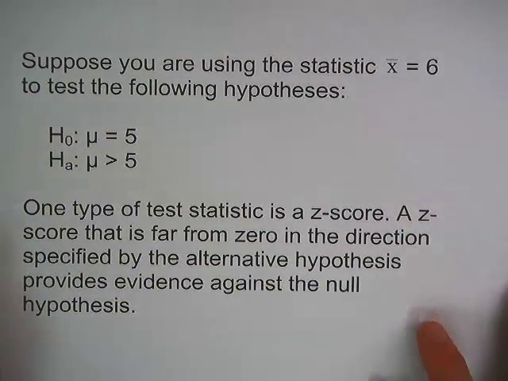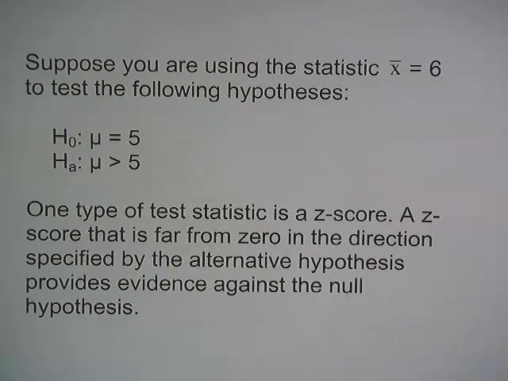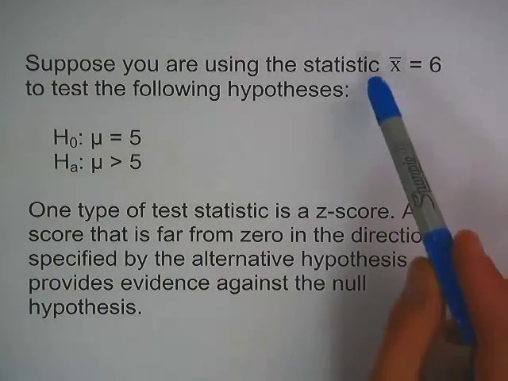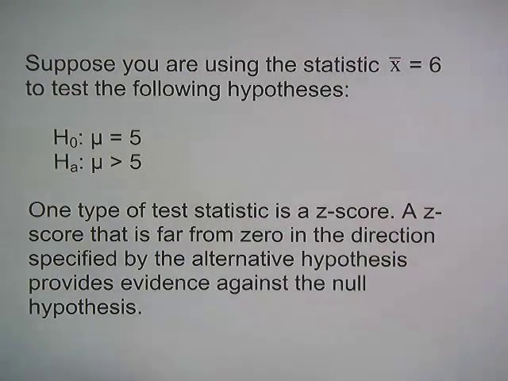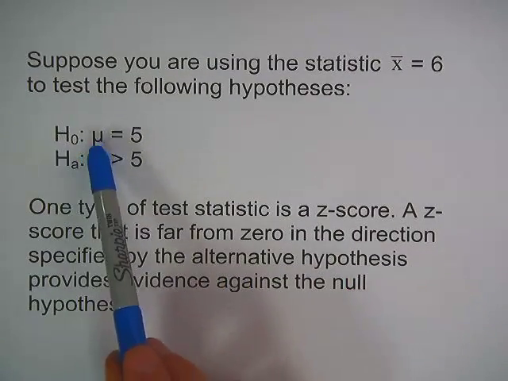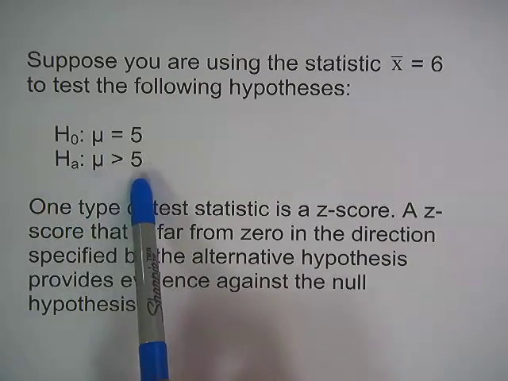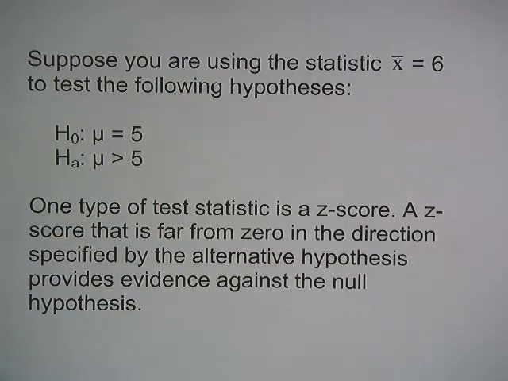Alright, so let's take a look now. Suppose you are using the statistic x bar equals 6. Remember, a statistic is a measurement based on a sample, so we use x bar here, a sample mean of 6, to test the following hypotheses. Your null hypothesis is that mu is equal to 5, and your alternate hypothesis is that mu is greater than 5.